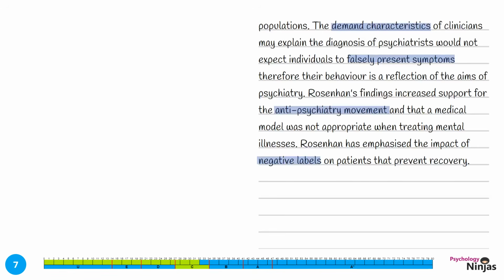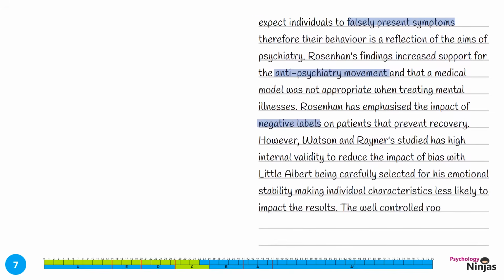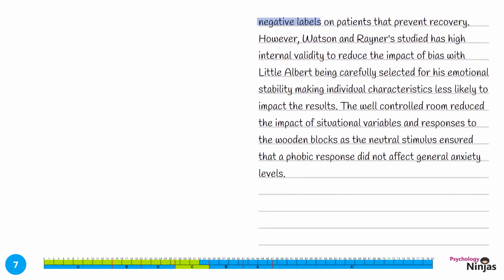Let's return once again to Watson and Rayner's research. However, Watson and Rayner's study has high internal validity to reduce the impact of bias, with little Albert being carefully selected for his emotional stability, making individual characteristics less likely to impact the result. The well-controlled room reduced the impact of situational variables, and responses to the wooden blocks as the neutral stimulus ensured that the phobic response did not affect general anxiety levels. Our counterargument has a range of ways in which Watson and Rayner's study has high levels of control to ensure that biases are not being taken into account within the research.